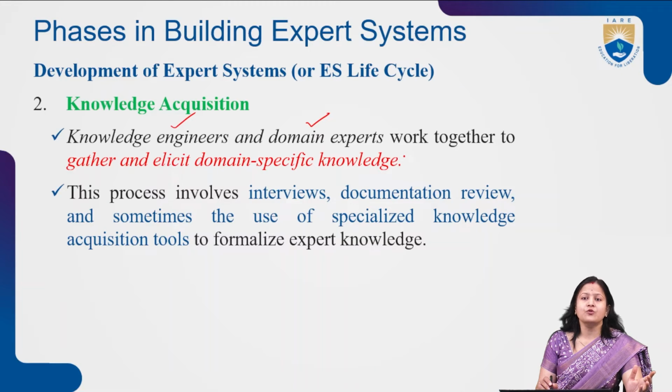And the domain experts, those who are experts in that particular area, may not be AI scientists or AI engineers, but they should have the knowledge in that particular domain. For example, a doctor may not be an AI specialist, but a doctor should have the knowledge in his or her area. So they are called domain experts. Both knowledge engineers and the domain experts work together and elicit the domain specific knowledge.